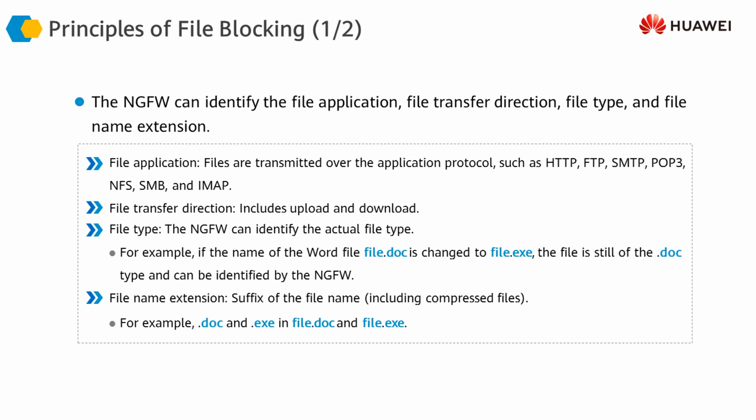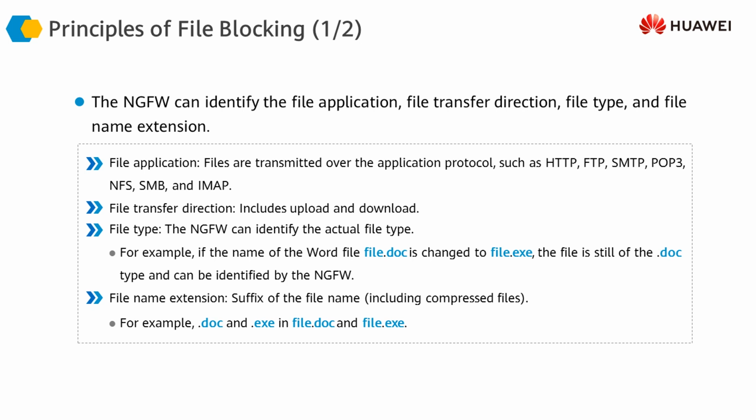Similarly, the file type. File type is where we do not rely only on the file extension. Even if the extension name is, let's say, .exe, but it is actually a .doc file, a Word file, the firewall can detect the file type even if the extension is changed. Still, it can look into the file and see that this is a document file, and it can identify the file based on the file type even if the extension is different.